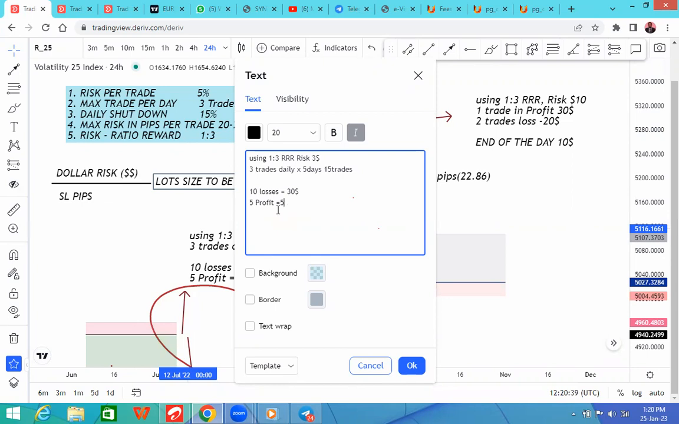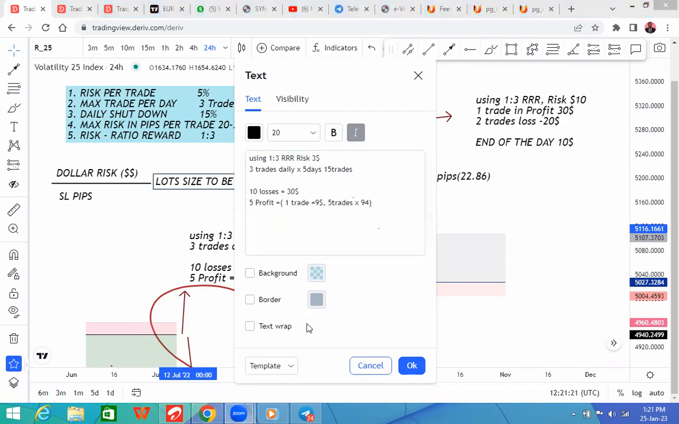One trade that went my way gives me $9. Am I correct? So 1 trade equals $9. So 5 trades in profit will be 5 trades multiplied by $9. That's how much? Please give me the answer. If you understand what I'm saying, please communicate with me via the chat box. $45 in a week in profit. Yes, I've gotten two or three persons. Yes, 45. One more confirmation.